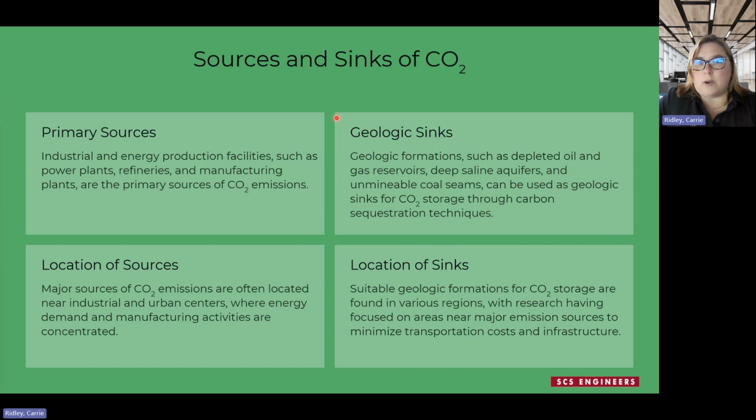And we kind of talked about what some of those sinks are, such as depleted oil and gas reserves and unminable coal seams. A lot of what we look for is deep saline aquifers, which allows for this compressed CO2 to get dissolved into the brine solutions that are found at depth. And those locations can be across the country, and I have some slides that focus more on the locations of the sinks. So let's take a look at US-based CO2 sources.